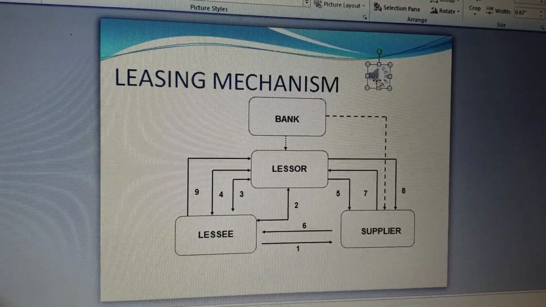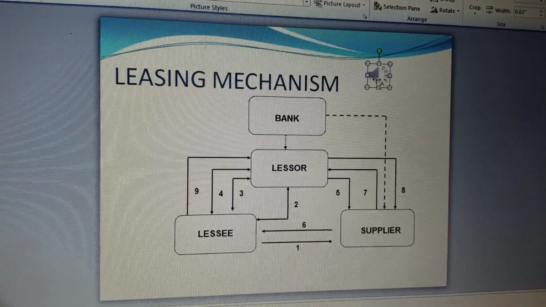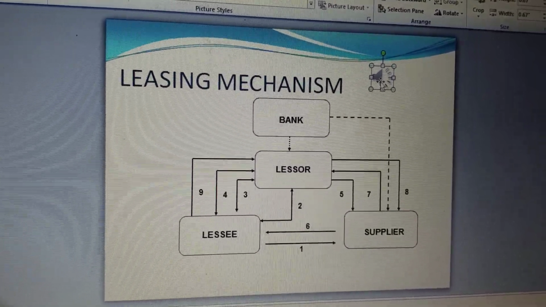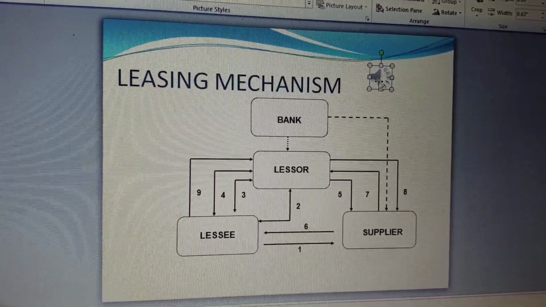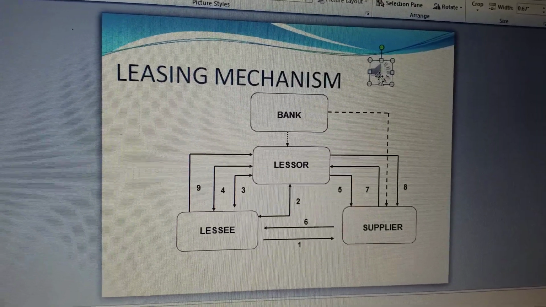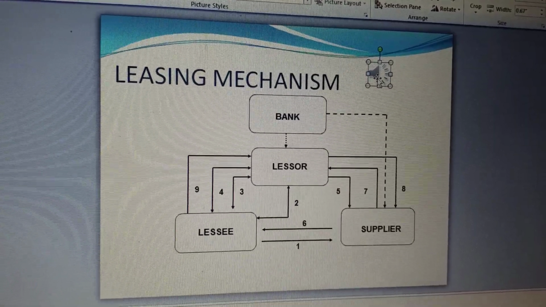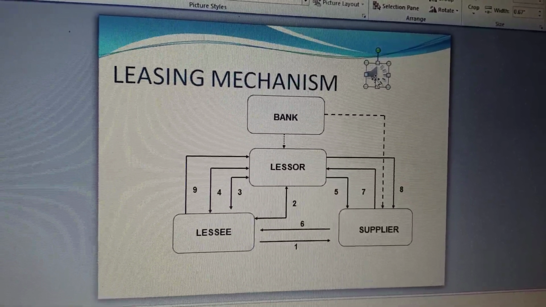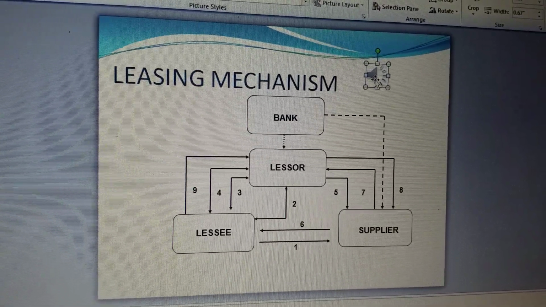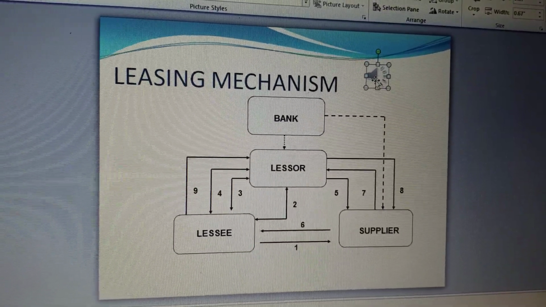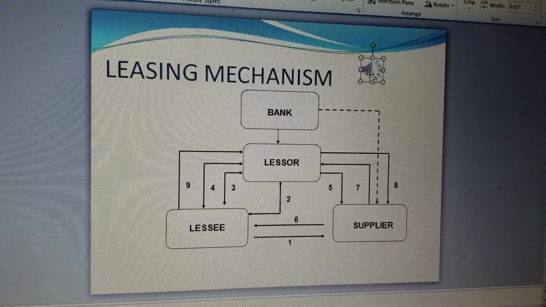After procedure number 4 is accomplished, then the lessor, after getting the confirmation from the lessee about the goods and about the terms and conditions of the payment and the leasing, will go to the supplier to buy the machine or other capital goods that your company needs. From this procedure number 5, we can see that the lessor goes to the supplier to buy the machine. Once again, the lessor goes to the supplier to buy the machine.